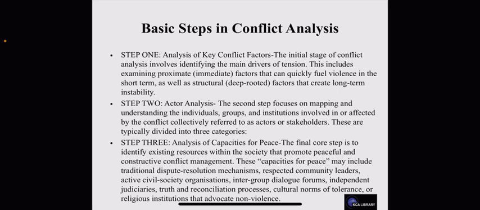That is the final core step, and it is to identify existing resources within the society that promote peaceful and constructive conflict management. These capacities for peace may include traditional dispute resolution mechanisms, respected community leaders, active civil society organizations, intergroup dialogue forums, independent judiciaries, truth and reconciliation processes, cultural norms of tolerance, or religious institutions that advocate non-violence. That is step 3.